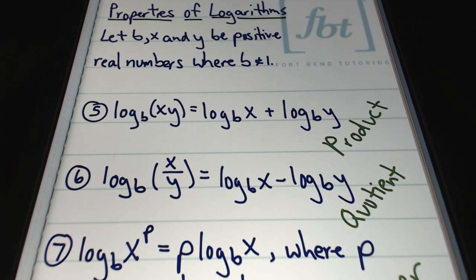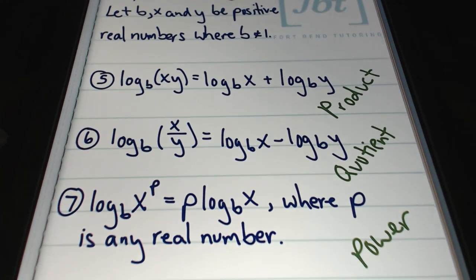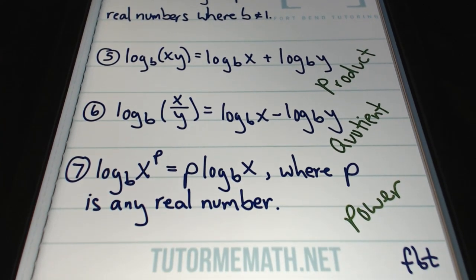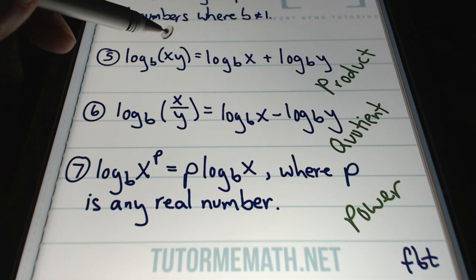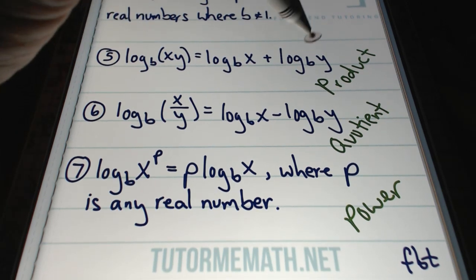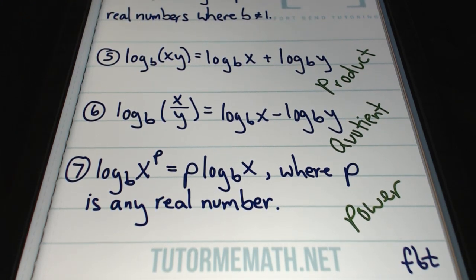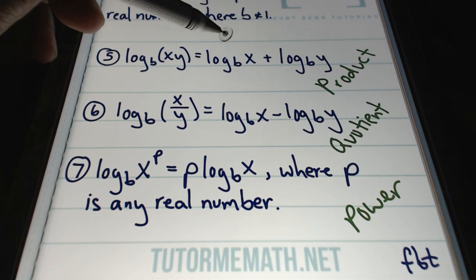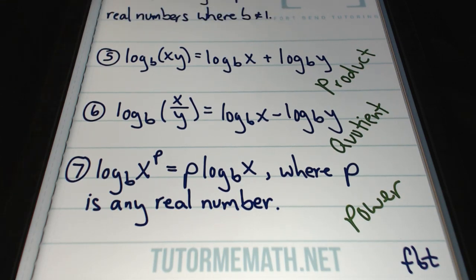We have properties of logarithms. Here we're continuing with the following properties, guys. When you have properties of logarithms, let b, x, and y be positive real numbers where b does not equal 1. We are looking at number 5 here, where it states that log base b of the argument xy, this is the product rule for logarithms, can be expanded into log base b of x plus log base b of y.